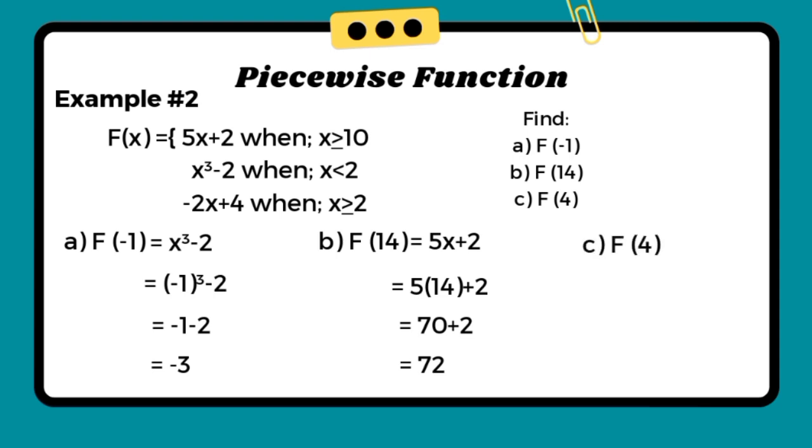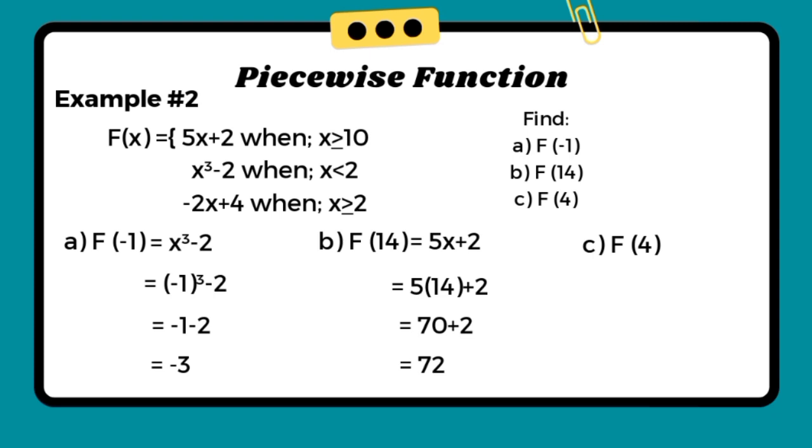Yan, diba? So, f of 4. Saan naman po nabibilang yung f of 4? Sabihin natin nabibilang siya doon sa x is greater than or equal to 2. Diba kung kanina kasi greater than 10, kaya napili natin yung greater than 10. So, dito naman sa f of 4, mabibilang natin siya doon sa greater than or equal to 2.